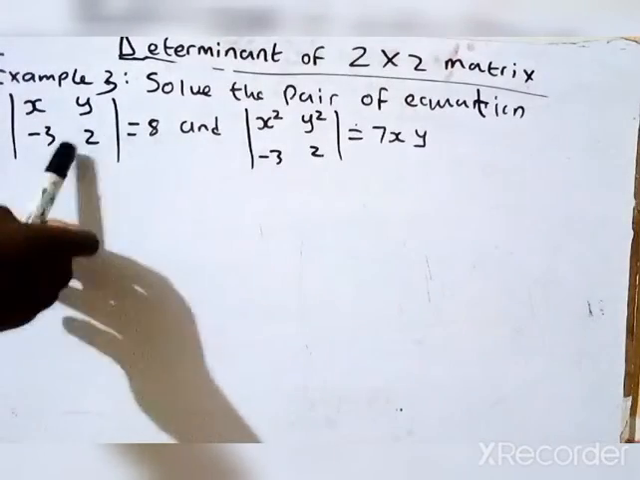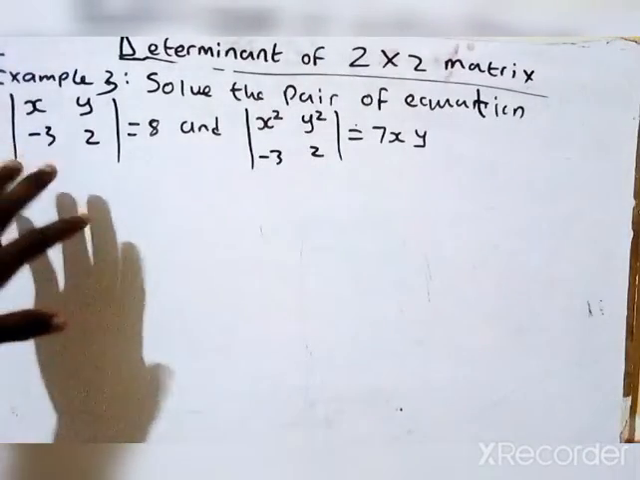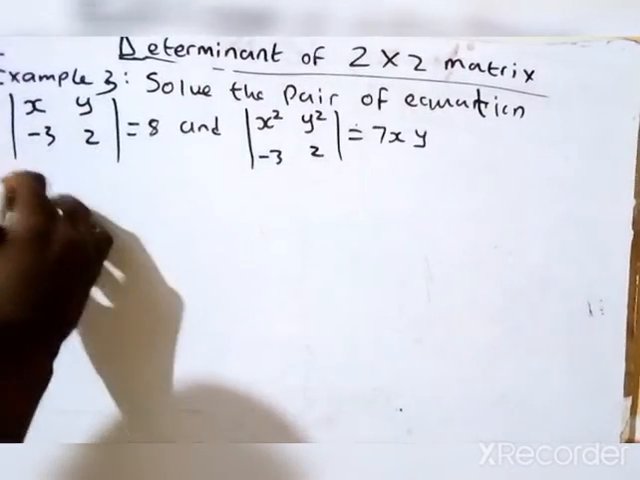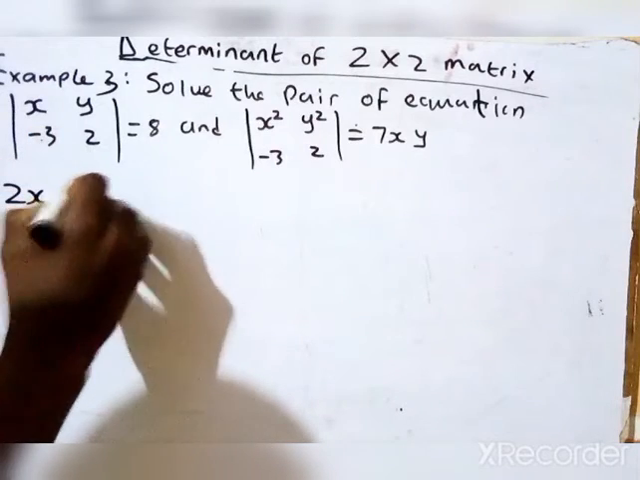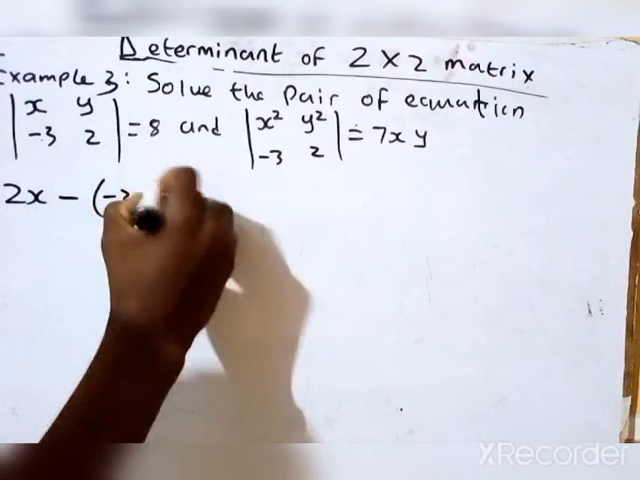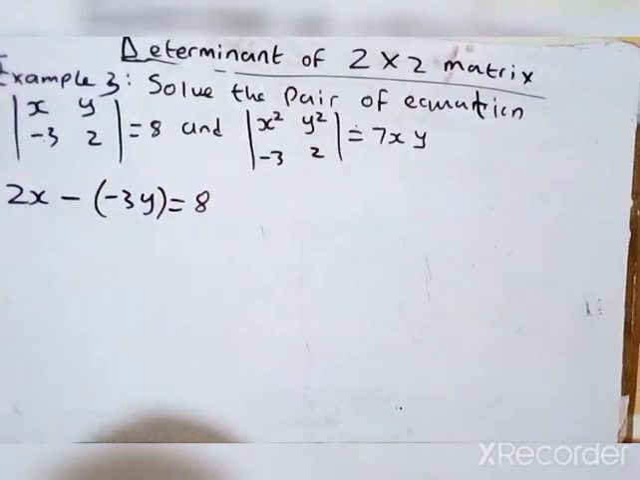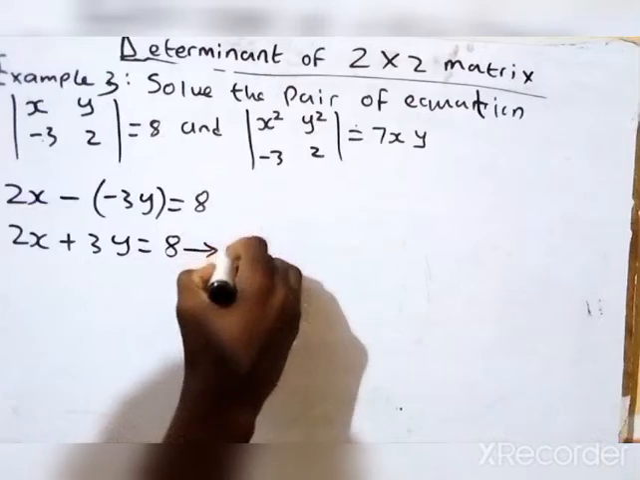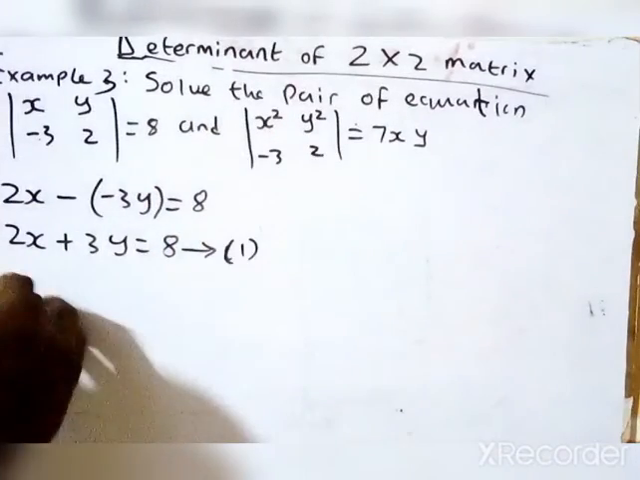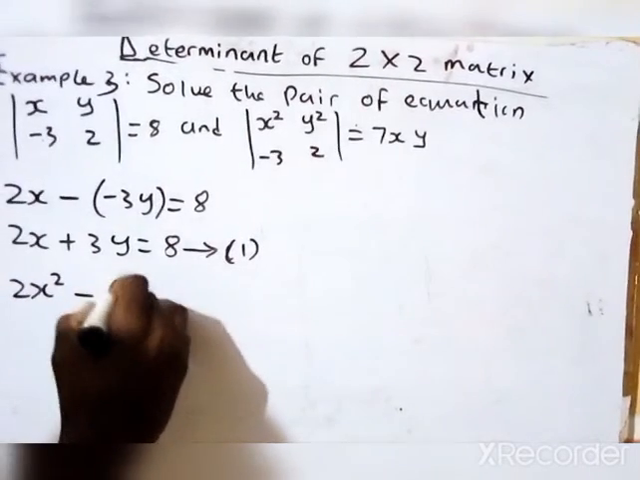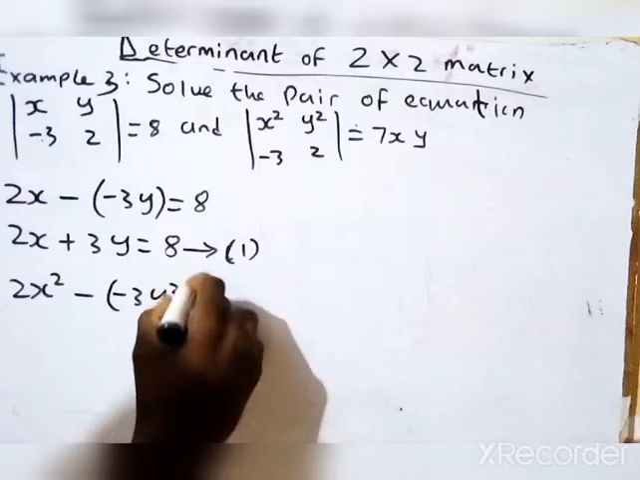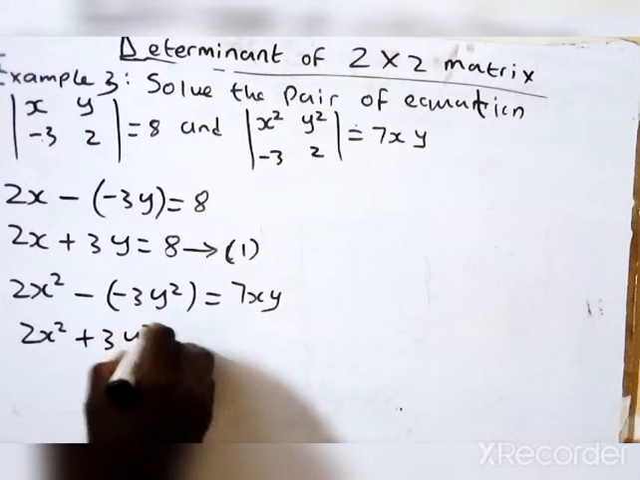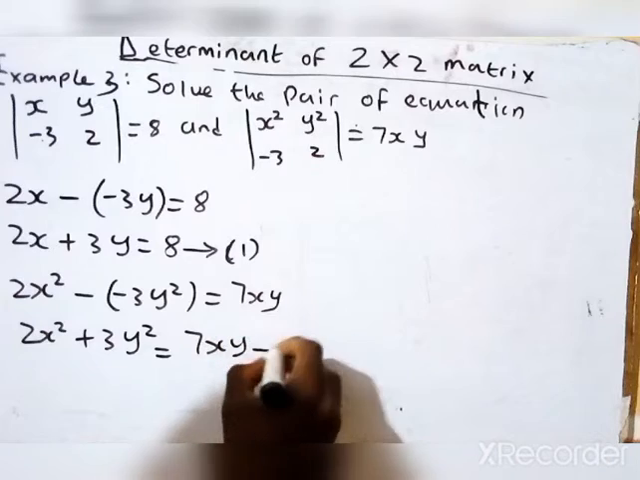These are the equations, the first one and the second one. Now we express this determinant and we get one equation from it. So x times this, we have 2x, minus 3 times this, minus 3y, all equals 8 for the first one. This gives us 2x plus 3y equals 8. Let's call this equation 1. For the second one, it will be 2x squared minus into bracket minus 3y squared equals 7xy. We now have 2x squared plus 3y squared equals 7xy. This is our equation 2.